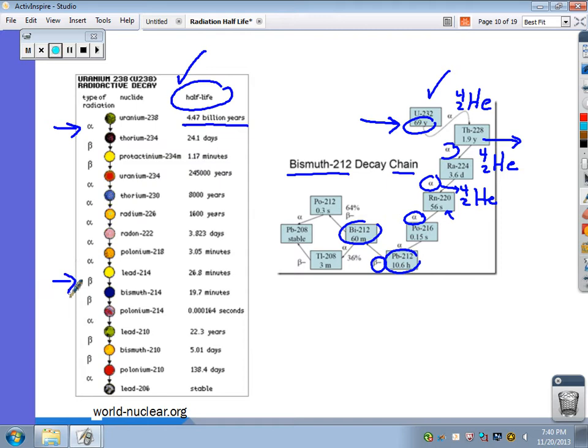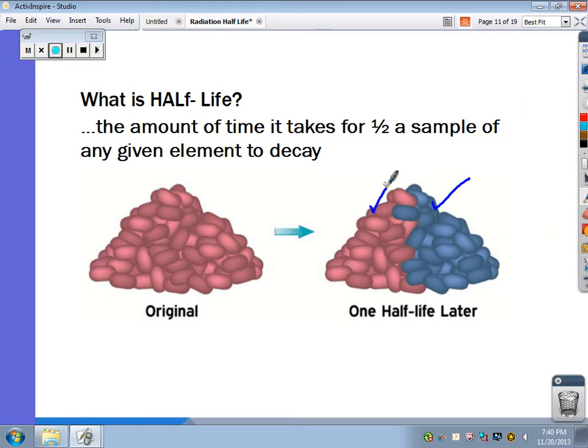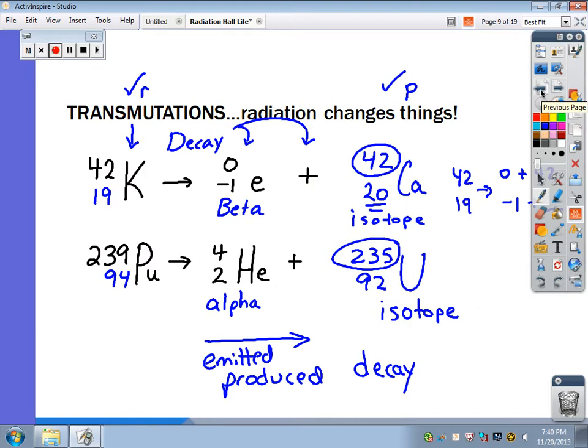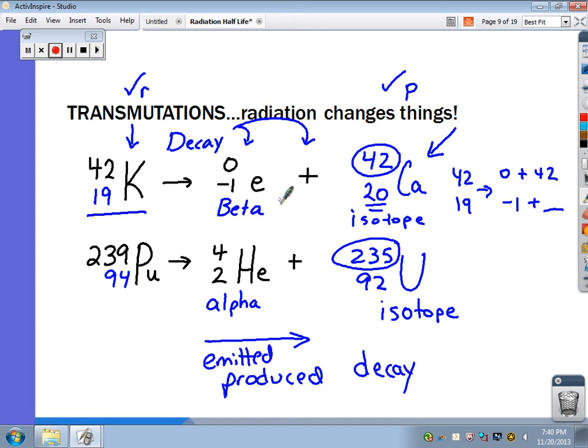Lead-214 always gives off beta, and it takes 26.8 minutes for a total sample of lead to cut in half, which is called its half-life. So here we go. What is half-life? I have an original sample, and the amount of time it takes for half of it to decay, where half of it is something else, and half of it is the original, and some type of radiation is given off. That is called half-life. Now from the outside, this sample does not look any different, but on the inside, half of it's potassium, let's say, and half of it's something new, calcium, and in this case, beta is given off.